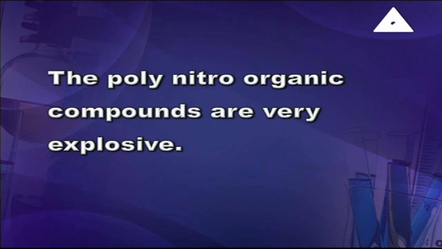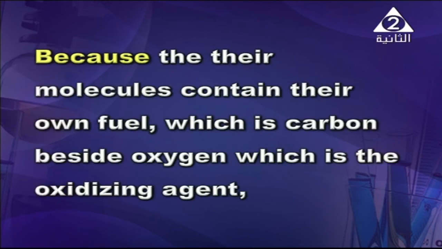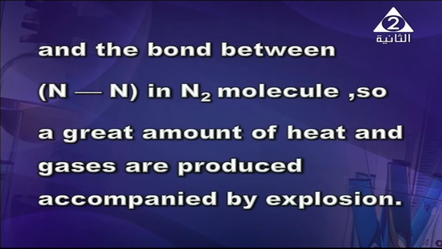We have to give a reason at this point. The polynitro-organic compounds are very explosive because their molecules contain their own fuel, which is carbon, besides oxygen, which is the oxidizing agent, so they burn rapidly. Also, due to the weakness of the N-O bond, two strong bonds form between C and O, the C-O bonds in CO2, and the bond between N and N in N2 molecules, so a great amount of heat and gases are produced, accompanied by explosion.